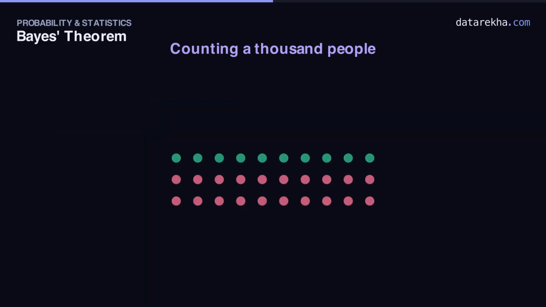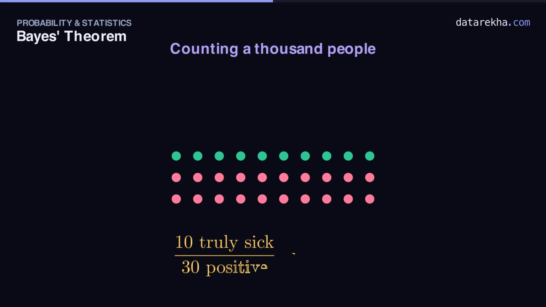Here's the punchline, and it's worth pausing on. Line up everyone who tested positive. About 30 people in total lit up. 10 of them truly sick. 20 of them perfectly healthy. So of every 30 positive tests, only 10 mark a real case. 1 in 3. That's why a scary positive on a rare disease still leaves you more likely healthy than sick.